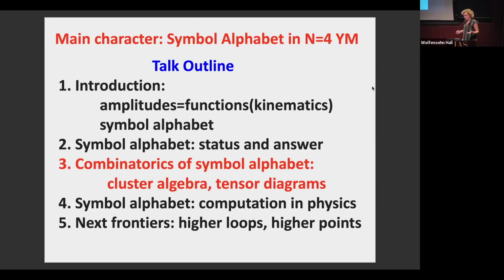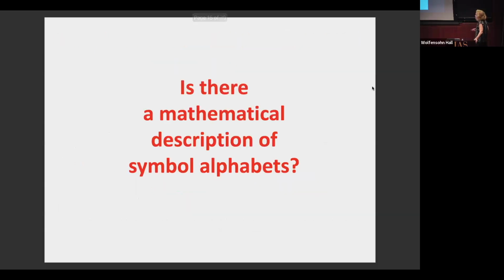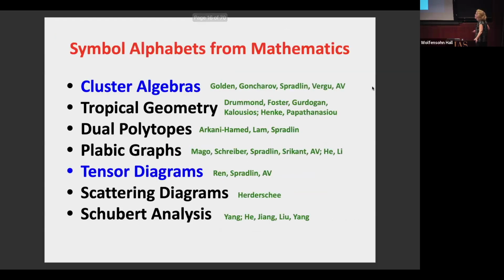So that's why it's a very interesting problem. Okay, so we want to ask a question. Is there a description known to mathematicians of these lists that I presented? There's been some work in the past decade. So I'm going to focus on just the blue ones I chose for this.